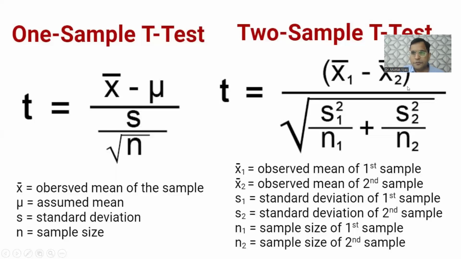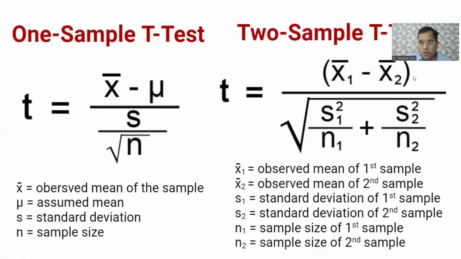The two formulas are there. First is of a one sample t-test. Second is of a two sample t-test. T is equal to x bar minus mu upon standard deviation of sample upon under root n. And where two sets of samples are there, t is equal to x bar 1 minus x bar 2 divided by variance of first sample upon n1 plus variance of second sample upon n2. So this is the one sample t-test and two sample t-test formula.